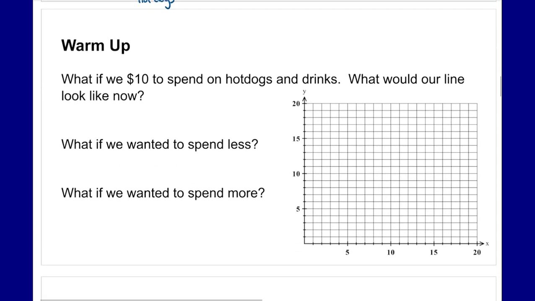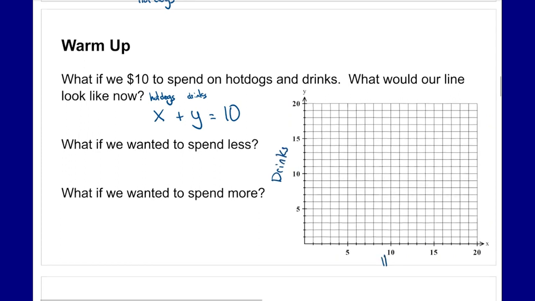Now, what if we had $10 to spend on drinks and hot dogs? What would our line look like now? Well, we could go through, create a table of values and look at all the different possibilities, or we could take the same kind of relationship that we looked at, where if I know the number of hot dogs, x, let me say hot dogs, plus number of drinks has to equal $10. So let's look at all the possibilities where the x and the y value, or the two coordinates of our points, add up to 10.